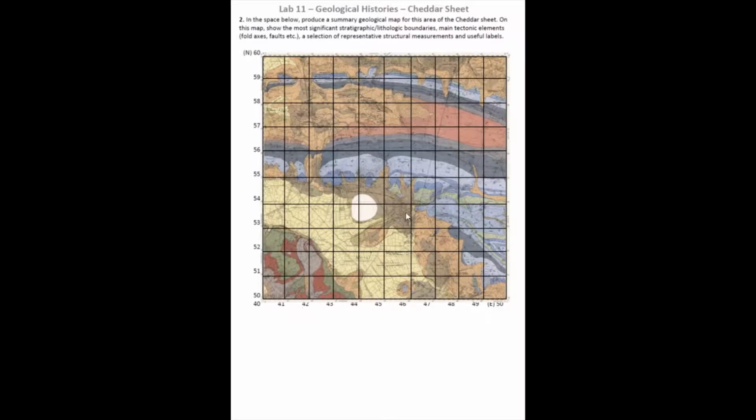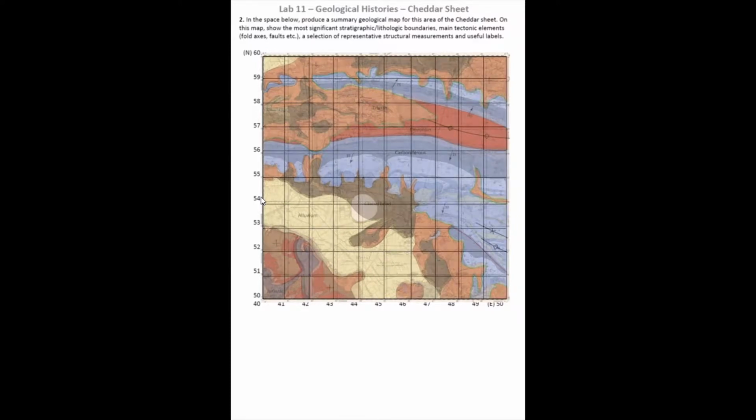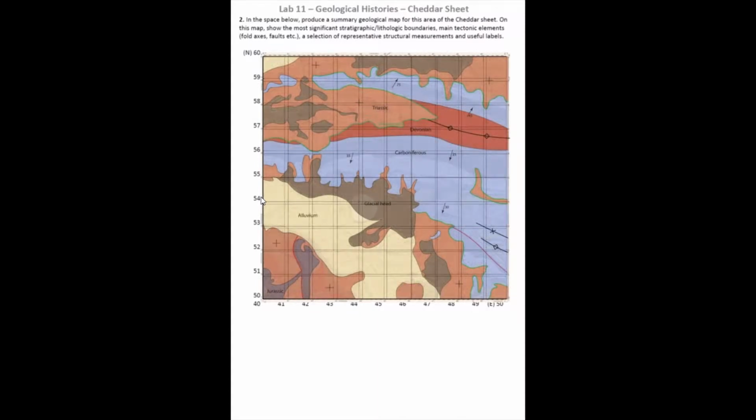So that's what I draw on my summary map. If we slowly merge the two, hopefully you can see that it doesn't have to be perfect. It just tries to show the main elements of the geological map, so the main contacts, the main fold hinges, the main faults, that sort of thing, and some representative structural measurements that allow us to know what's going on.